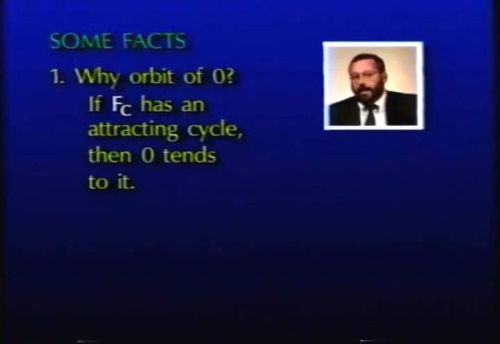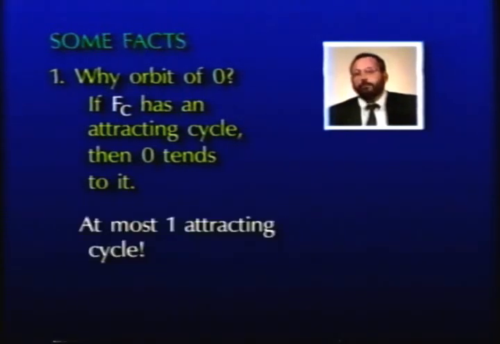And the fact is that if a function like x squared plus c has an attracting cycle, then a critical point must be attracted to it. So if x squared plus c has an attracting cycle, then 0 must tend to it. So the orbit of 0 always finds the attracting cycles. In particular, this also implies that x squared plus c can have at most one attracting cycle. This function can't have an attracting cycle of period 5 and another attracting cycle of period 35.